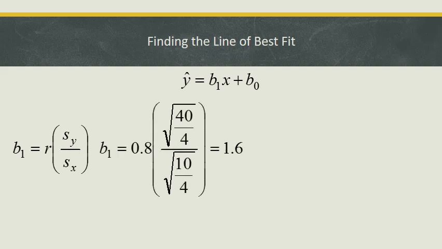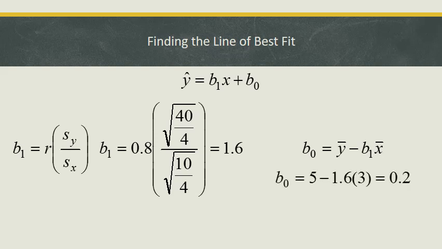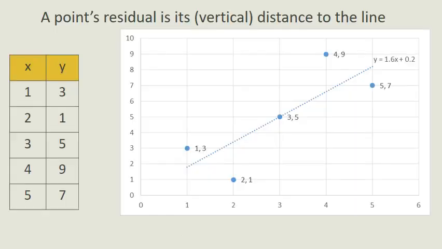It's important to find the slope first because it's used in the formula for the intercept. It is y bar minus the slope times x bar, or 0.2. So the best fit line for our example is y equals 1.6x plus 0.2. Next, I want to analyze this line to see exactly why it is considered to be the best line. The best fit line should theoretically go through the data as nicely as possible, but what exactly does that mean?